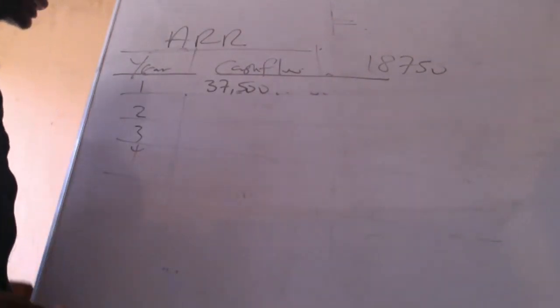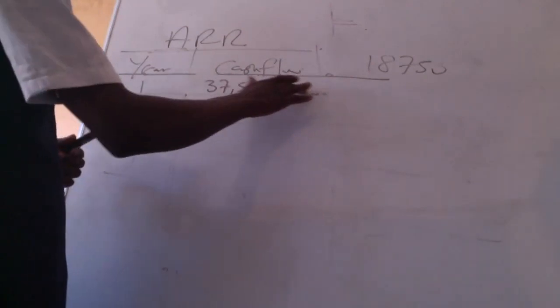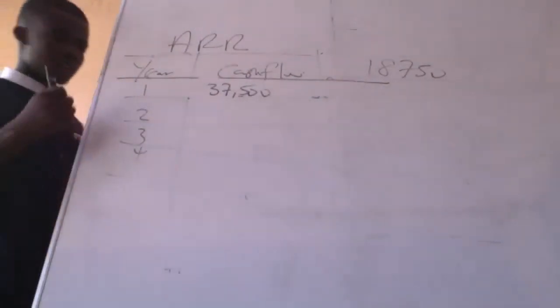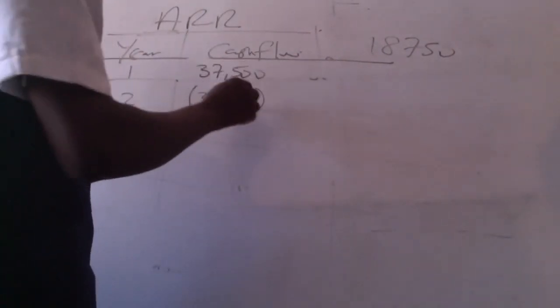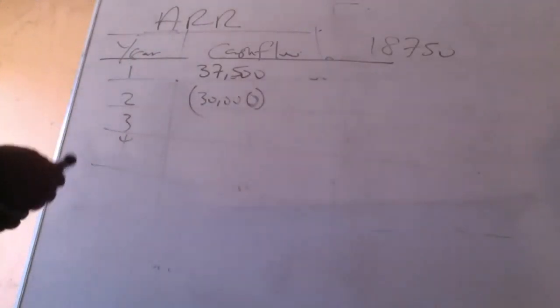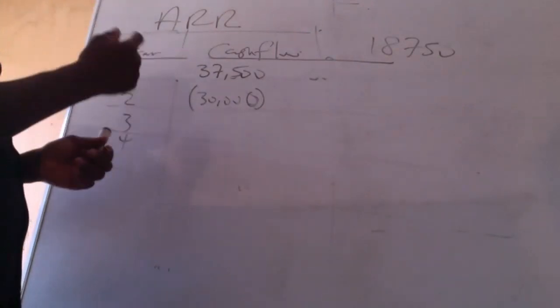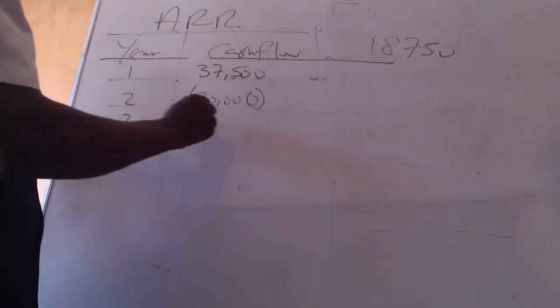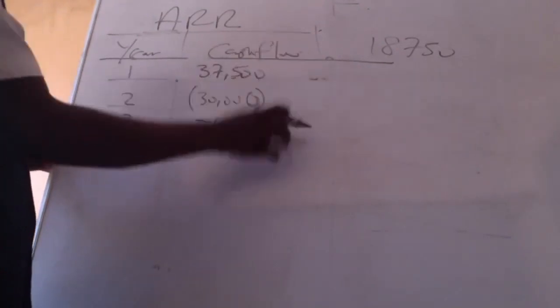Year 2, what happened there? Nothing happened. It was a loss. I think 48,000 or so, divided by 1.6. Yes, it was 30,000 of loss. So you put it in brackets. Year 3, nothing happened. The entire cash flow 56,250. Because you've already subtracted it here, don't subtract it again, that is double counting.